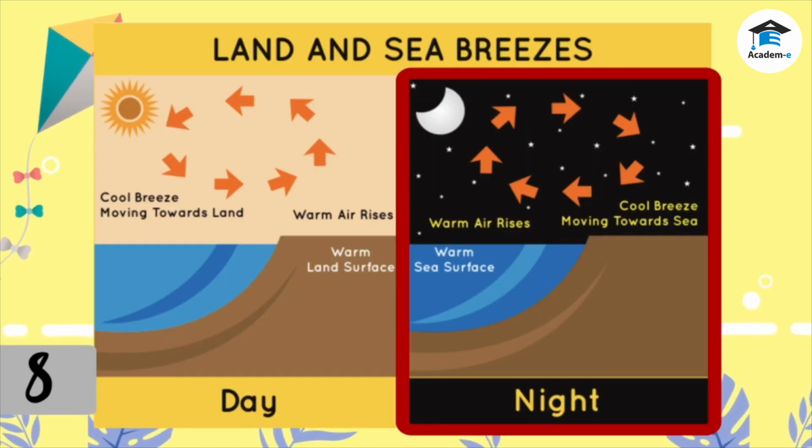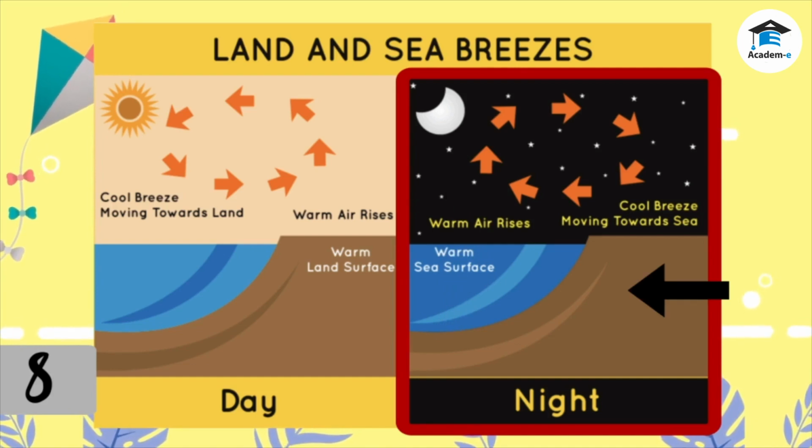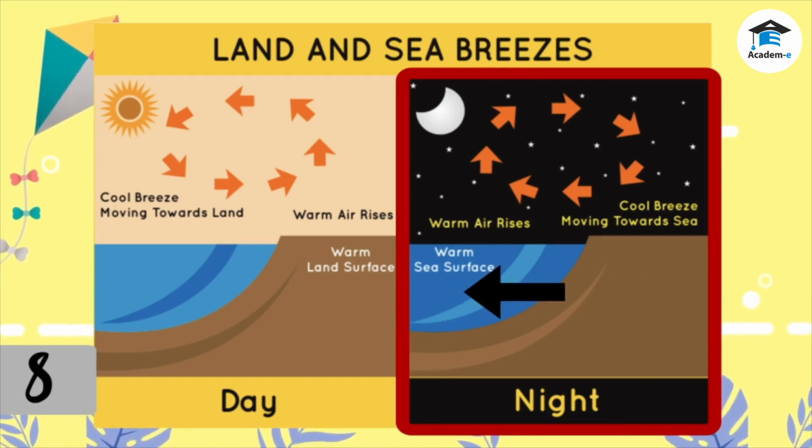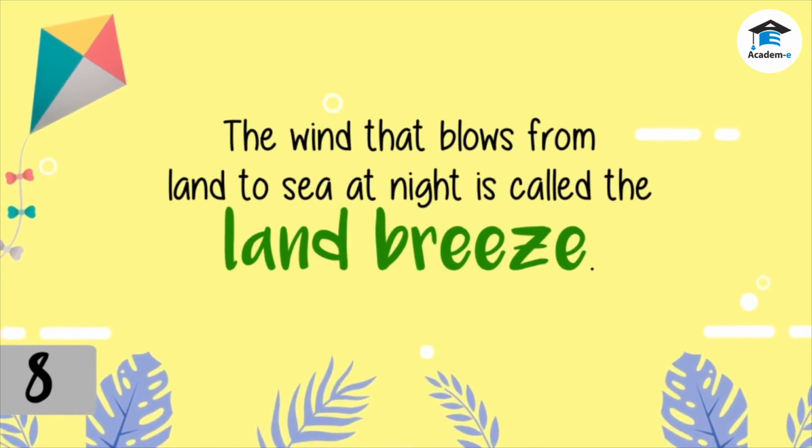At nighttime, the land cools faster than the sea. The warm air over the sea rises, and the cool air over the land blows toward the sea to replace it. The wind that blows from land to sea at night is called the land breeze.